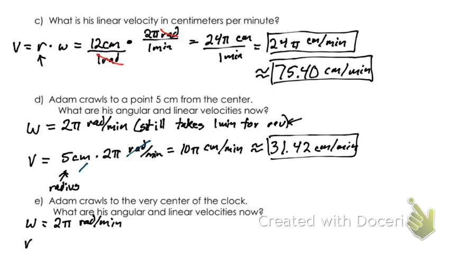All right, his linear velocity, though, he's not traveling anywhere. He's just spinning in a circle. So our answer should be 0. And you could confirm that mathematically by saying, okay, the radius is 0. He's 0 centimeters from the center. Multiply that by your angular velocity, and you're going to come up with 0 centimeters per minute, which is what we thought. He's not covering any ground, he's just spinning in a circle.